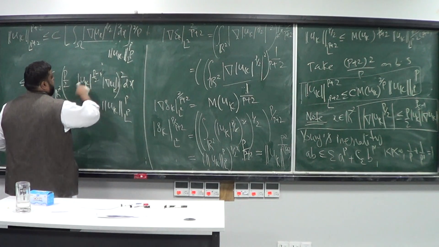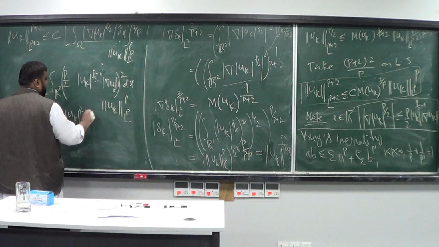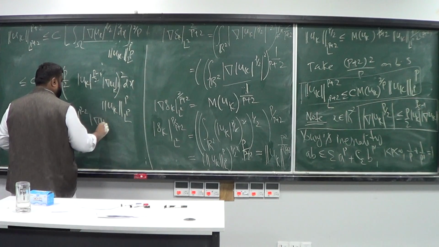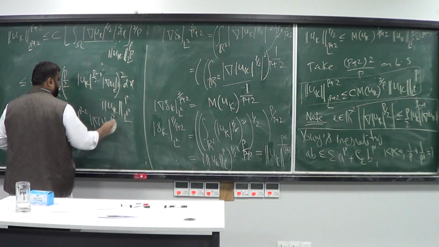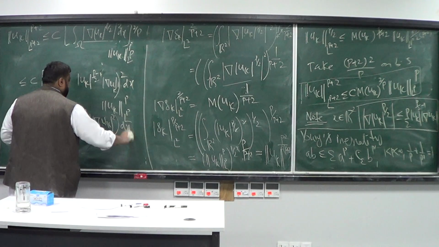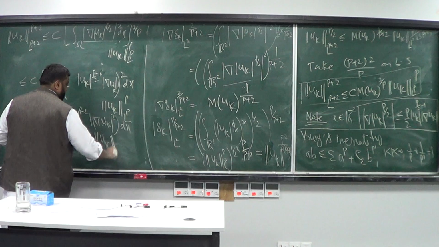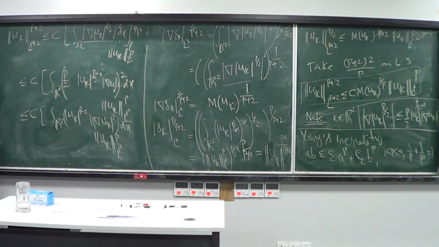So the square of this is going to be ‖u_k‖^(p-2) times the gradient of u_k squared, dx, and times the L^p norm of u_k to the p actually. So this is what you're going to get actually.